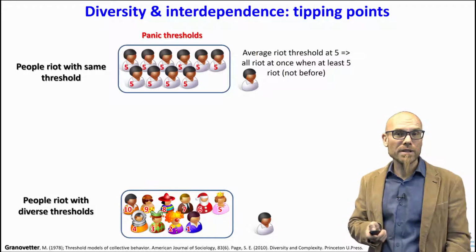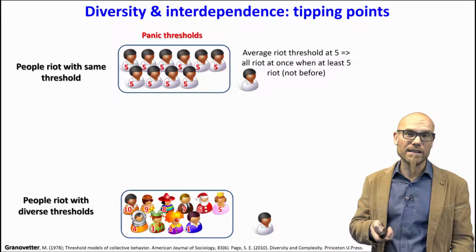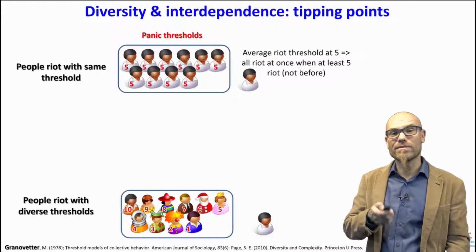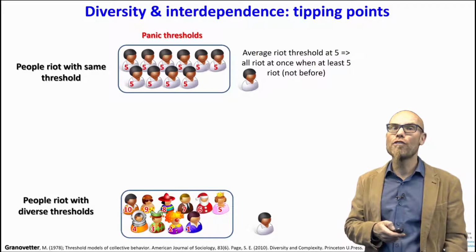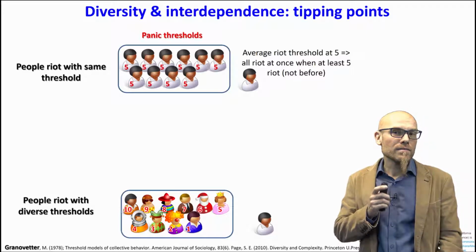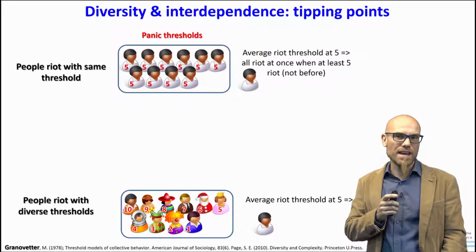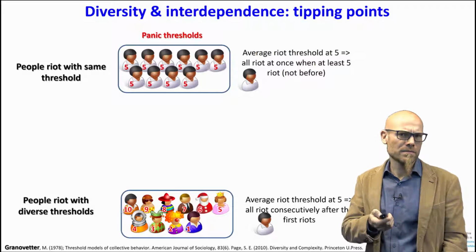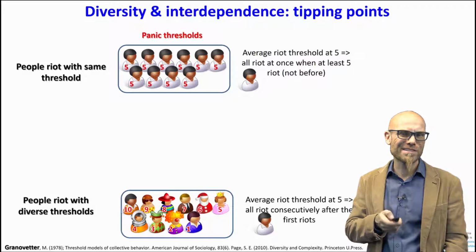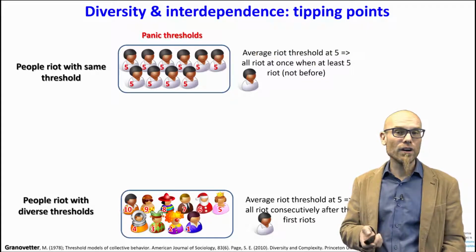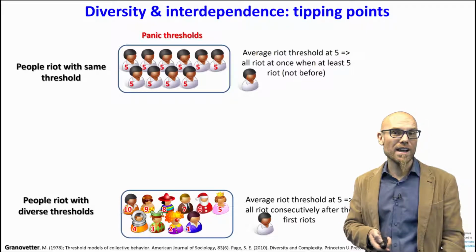Well, everybody would leave the building, right? The first leaves, then the second leaves, the third leaves, then the fourth leaves because 3 already left, and so forth. Now, be aware that the average of them is also 5. Feel free to check for that. If you sum that up, 1 plus 2 plus 3 plus 4 and so on, divided by 11, you also get an average threshold of 5.